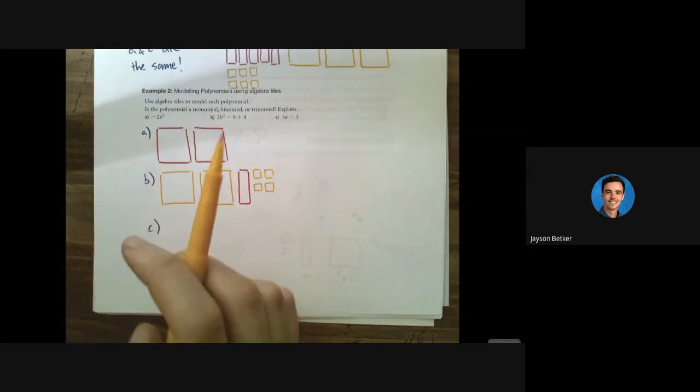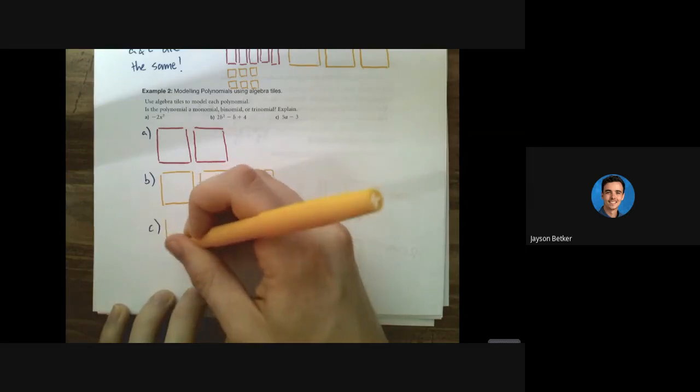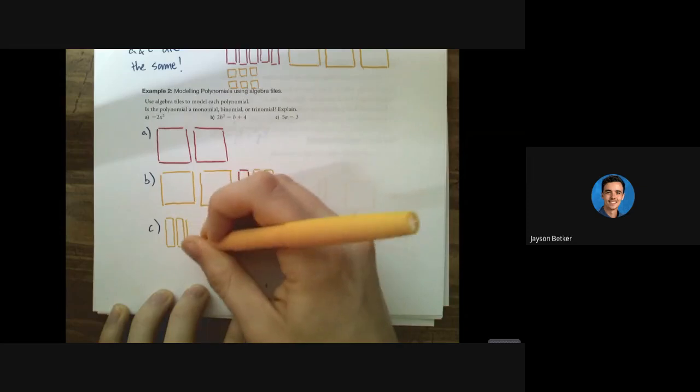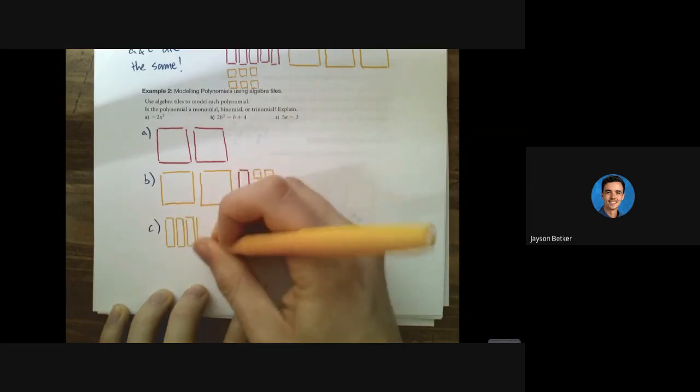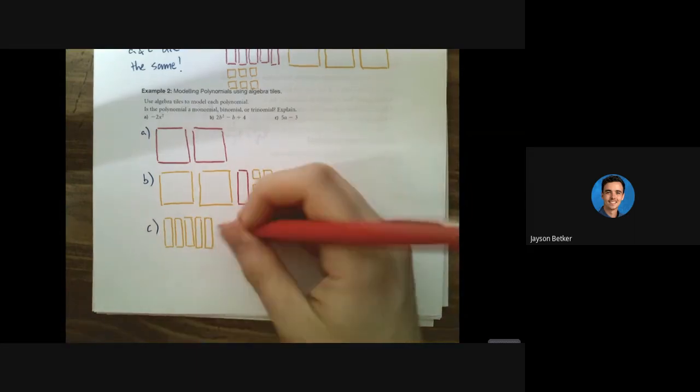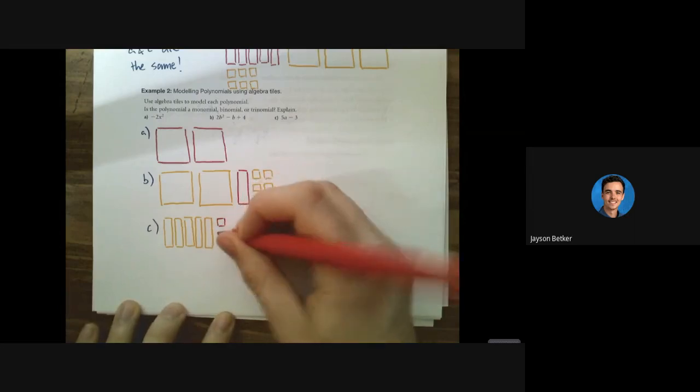And then C is 5a. That's a positive. There's no squared, so 5a is just going to be 5 of these. 3, 4, 5. And then minus 3. So we just have 3 of these. 1, 2, 3. Let's do a little extension question here.